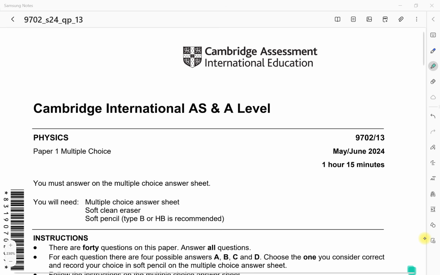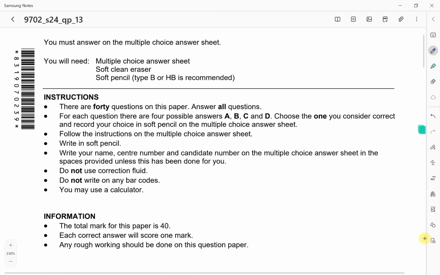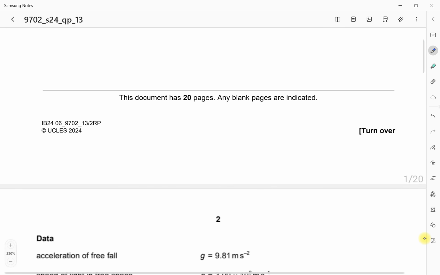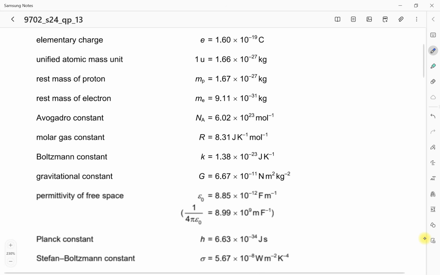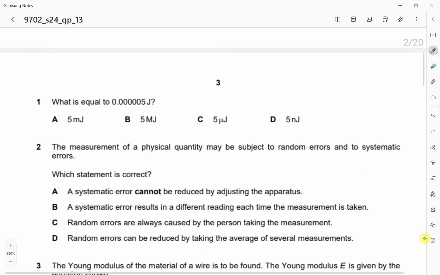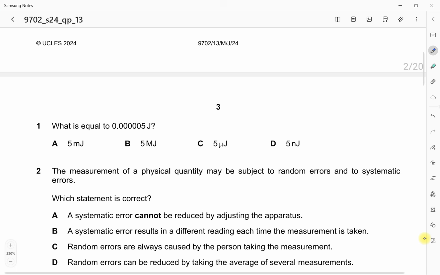9702 paper 1-3. This is multiple choice questions and it is supposed to be 1 hour and 15 minutes. So I will not go through the instructions because they are the usual instructions. You can go through them. You can go through the data given. I'll go straight to question number 1.